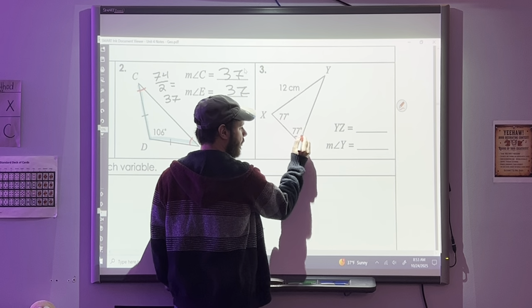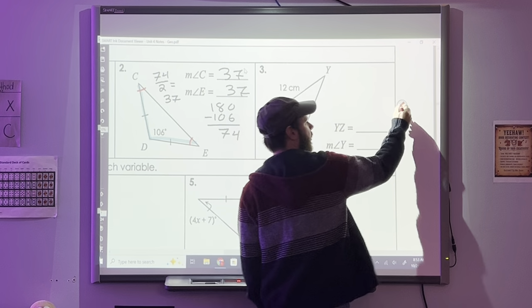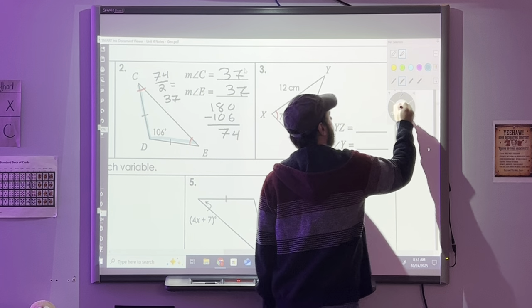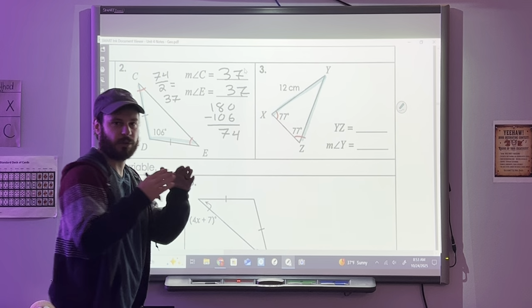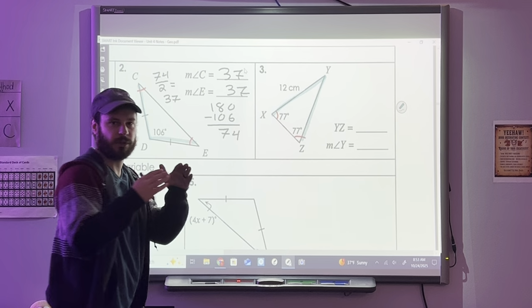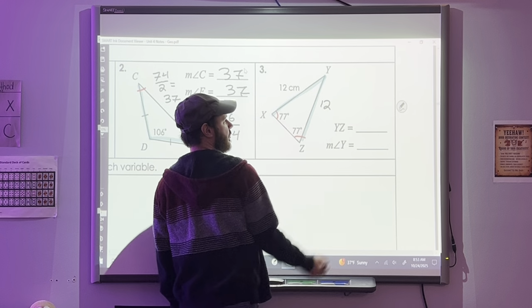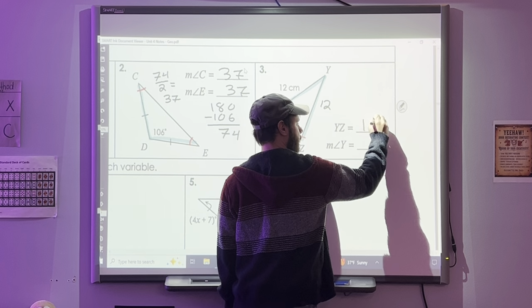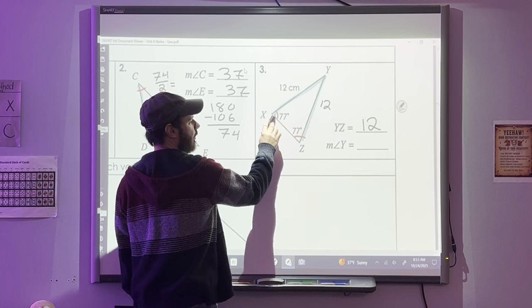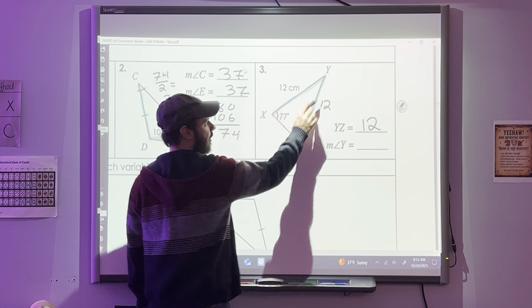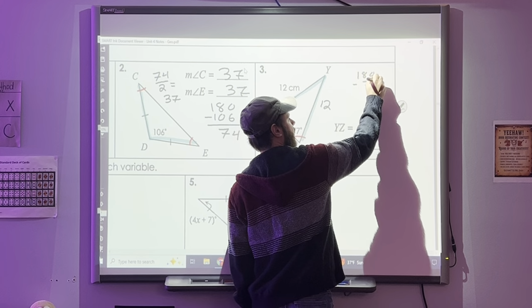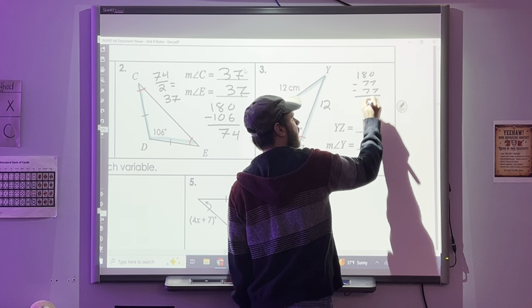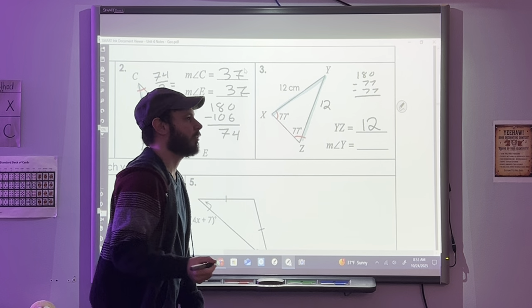Okay, here are my two angles that are congruent to each other. That means that the sides opposite them, or the sides pointed upward connected at them, are going to be the congruent ones. If this side's 12, that side's 12. And these are my 77 angles. Up here, I can figure out what that is. 180, take away 77, take away 77. That's gonna be 26.